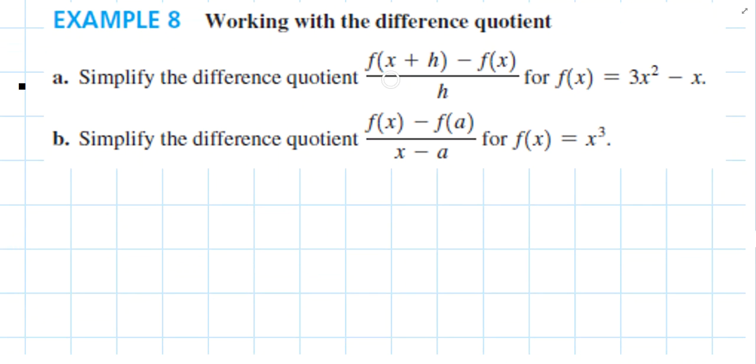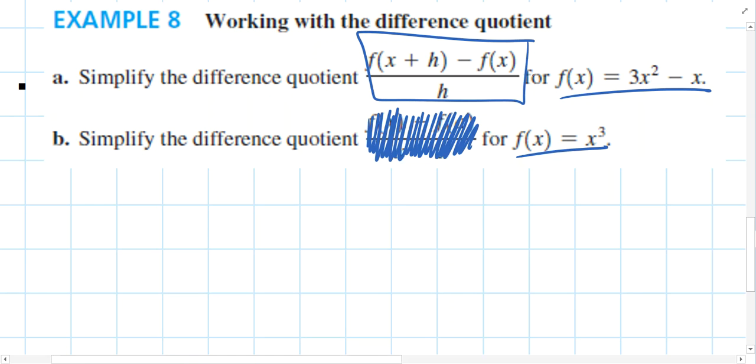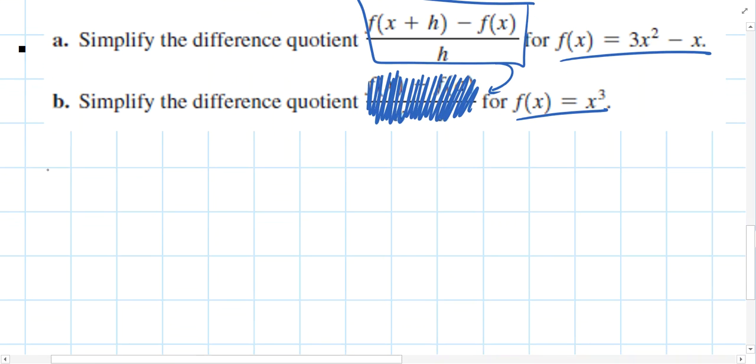And in this example, we're going to try to simplify the difference quotient for two different functions. We've got 1 and 2 here. You may have noticed that the difference quotient definition is slightly different for part B. Let's not worry about that form. We'll use this form for part B as well. So let's try part A for just a second. Now in part A, we need 3 parts to the difference quotient. We need f of x plus h, we need f of x by itself, and we need an h.